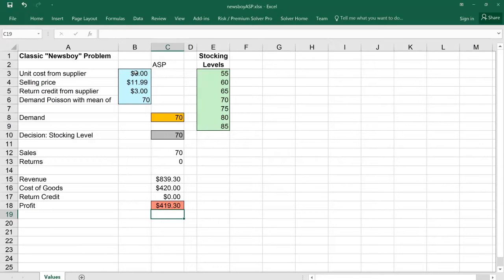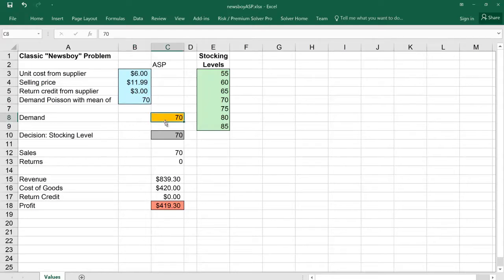First we have some input information. We know that the unit cost from the supplier is $6. The selling price is $11.99. The return credit from the supplier, so this is for any unsold unit at the end of the day, is 3. And the demand follows a Poisson distribution with mean 70. The actual demand is unknown, but we have some information about that distribution.